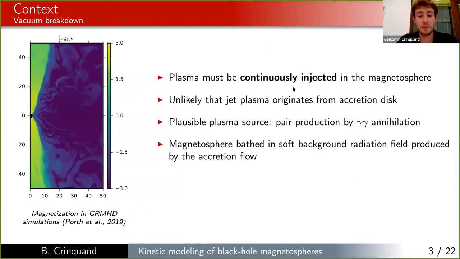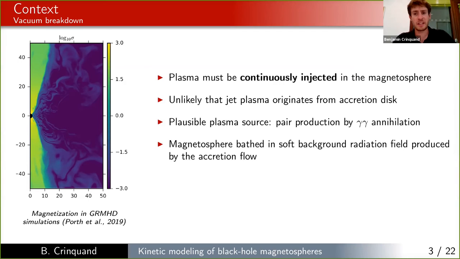Because the dynamics of the magnetosphere are such that you need a continuous injection mechanism in the polar regions above and below the black hole, in the jet region. Far away from the black hole there is an outflow, but close enough to the black hole the gravitational pull is too strong, and so the plasma gets swallowed. So there is a kind of separation surface, and you need plasma injection at this location. And it's quite unlikely that the plasma could be provided by the accretion flow in these regions, because these regions are so highly magnetized, as was shown by GRMHD simulations.